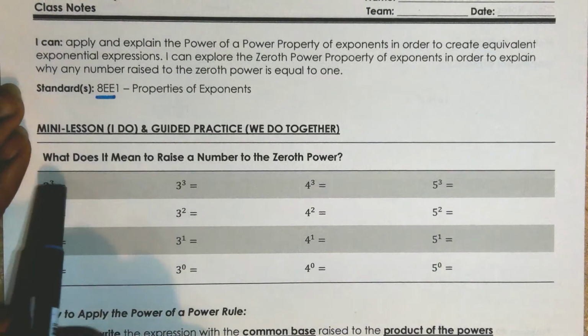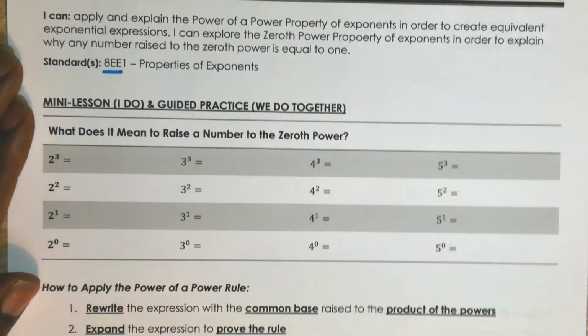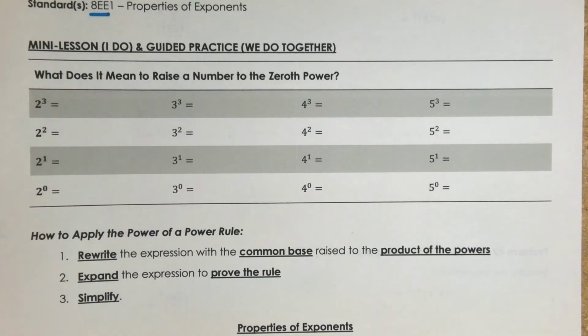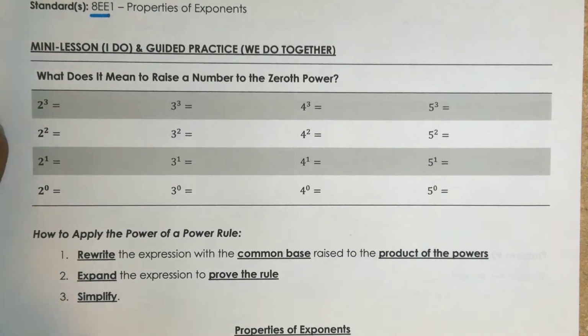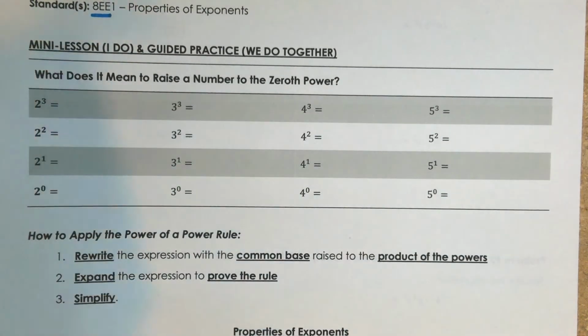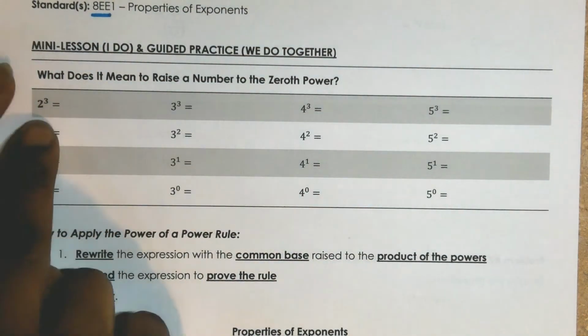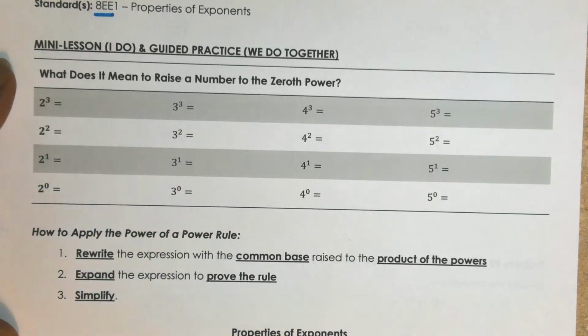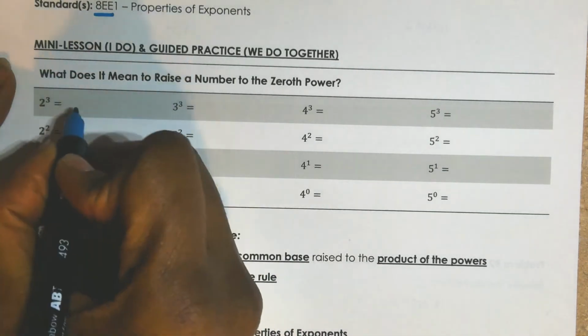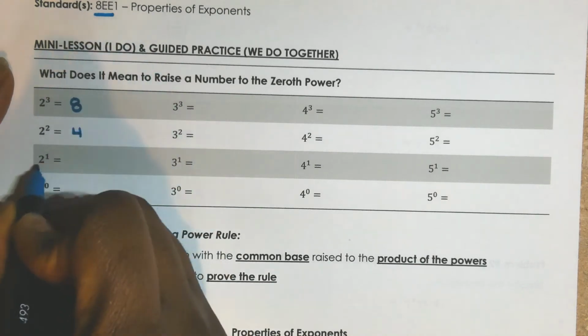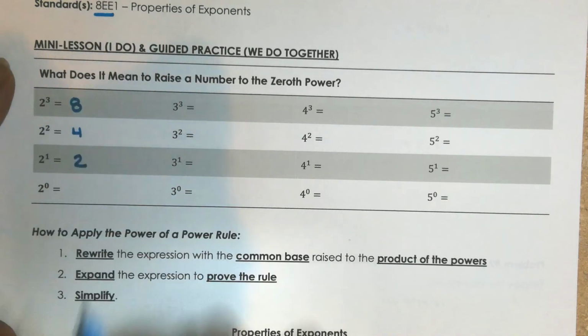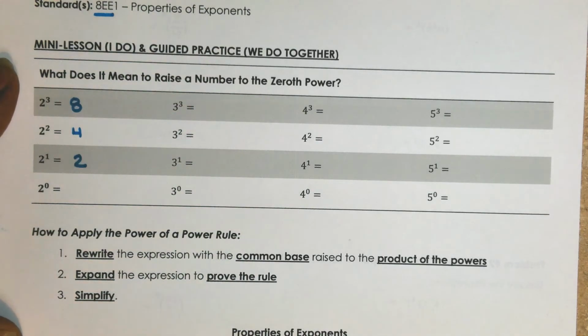So, what does it mean to raise a number to the 0th power? Anytime you raise a number to the 0th power, you get something really special. Alright, so I'm going to show you what you get rather than telling you with this activity. So, filling in the value of these exponential expressions, 2 to the 3rd power is 8, 2 to the 2nd power is 4, and 2 to the 1st power is 2. And I'm going to go ahead and fill in the rest of the first 3 rows.